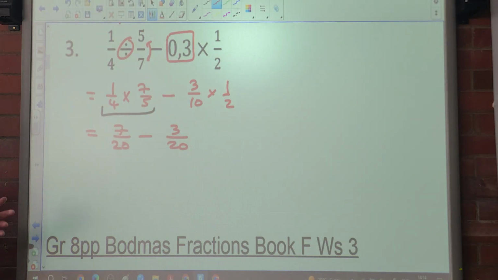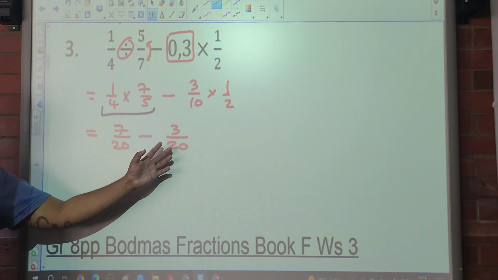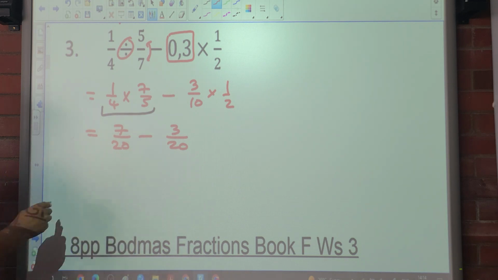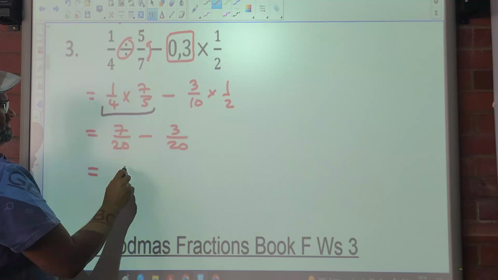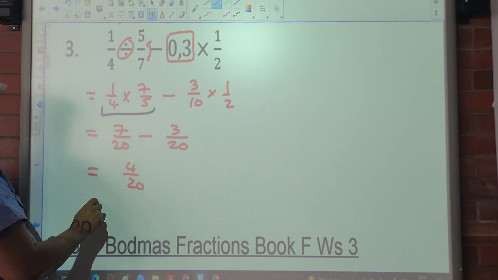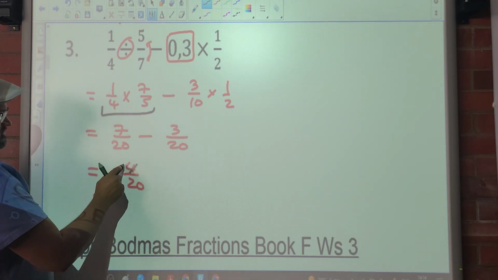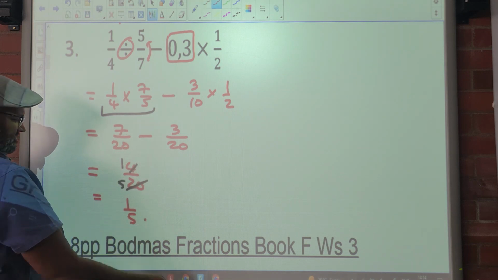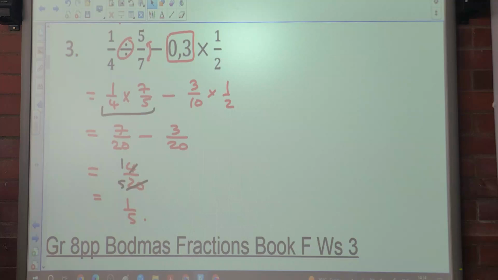What do we notice? The denominators are really the same. So do I need to find a common factor, an LCM here? No, sir. So 7 minus 3 is 4, 4 over 20. So what do we notice now? 4 goes into 4 once, 4 goes into 20 5 times. There's 1 over 5. Okay. Any confusion there?